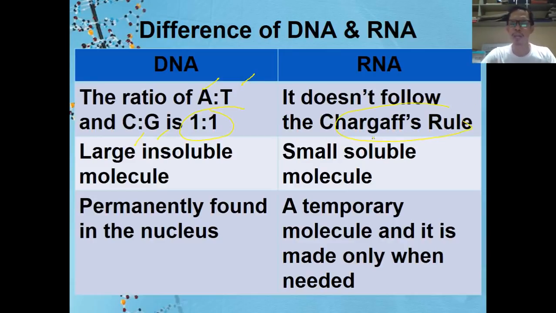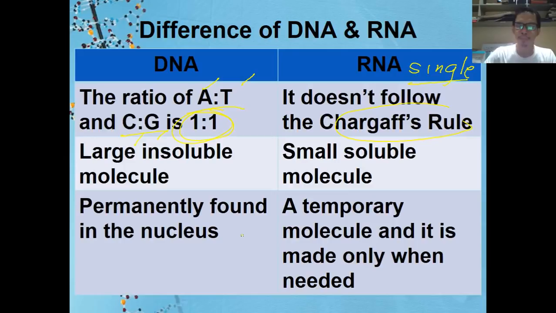Why does DNA follow Chargaff's rule? It's because the RNA is made up of a single-stranded molecule. So logically speaking, if you are made of a single strand, your nitrogenous bases don't have a partner on the other side. Unlike RNA, DNA is double helical in structure, so it should be made up of a 1:1 ratio of these particular nitrogenous bases. Next one. The DNA is a large and insoluble molecule. Meanwhile, the RNA is a soluble molecule.